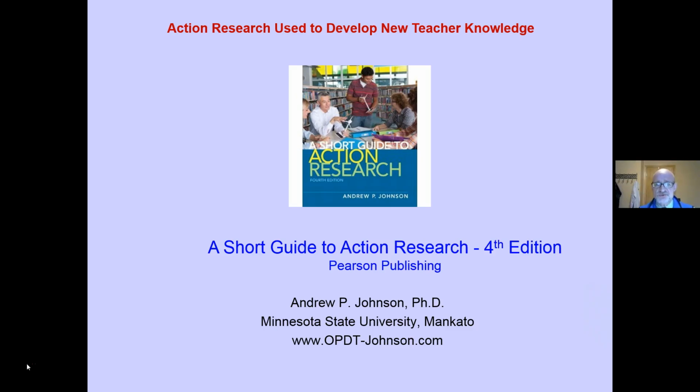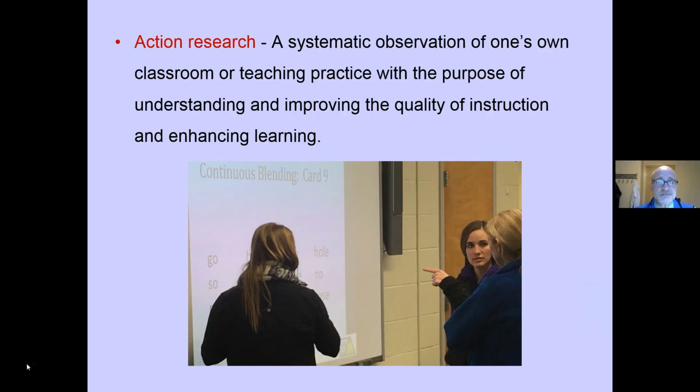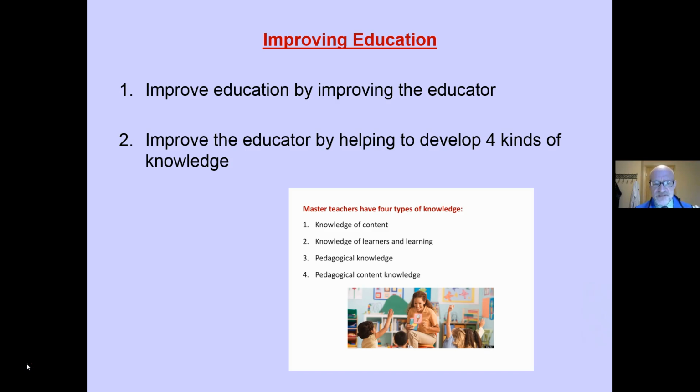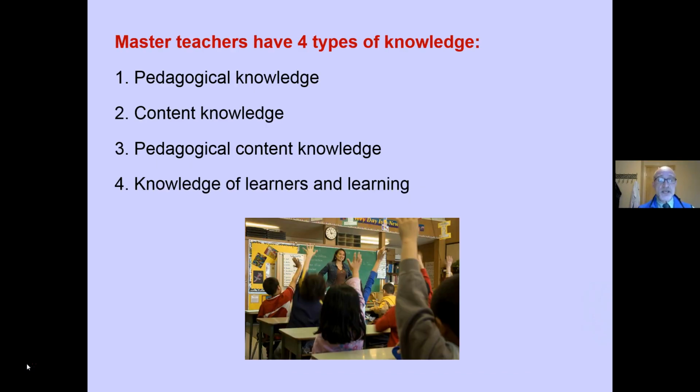Using action research to develop new teacher knowledge, a form of professional development. Action research is a systematic observation of one's own teaching practice. We can improve education by improving the educator. The teacher is the most significant variable in determining the quality of education our children receive. We improve the educator by helping him or her develop 4 kinds of knowledge.